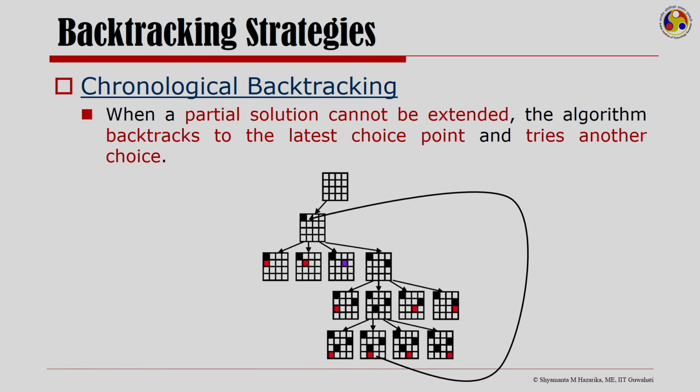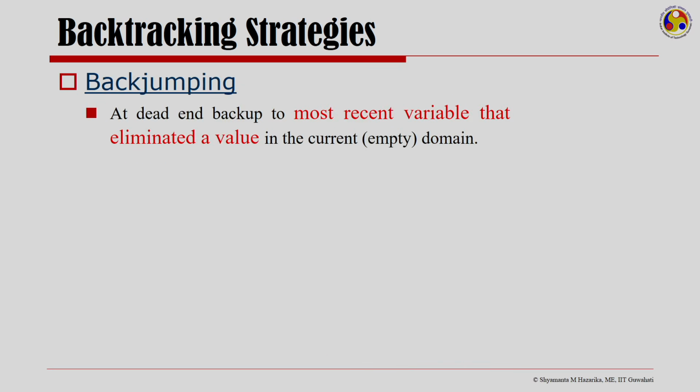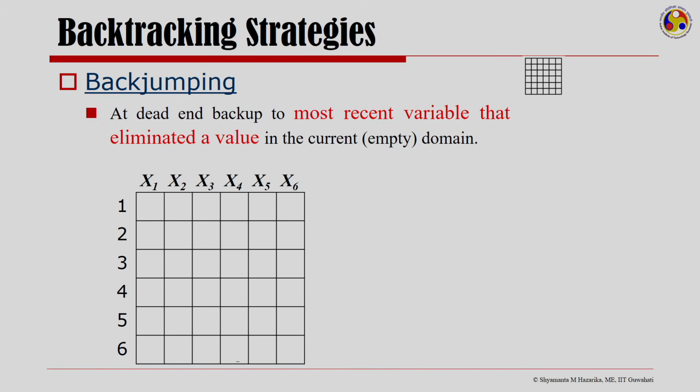Now we will look at a slight variant of this called backjumping. So the backjumping, whenever we arrive at a dead end, it backs up to the most recent variable that eliminated a value in the current domain. So let us try to understand that with a 6 queens example. So here is our 6 cross 6 grid. Let us place our first queen in row 2.